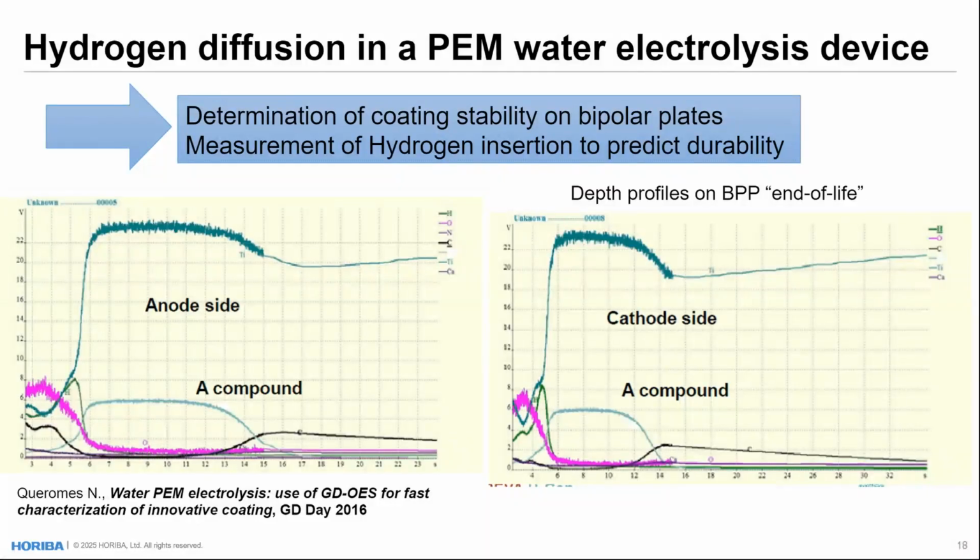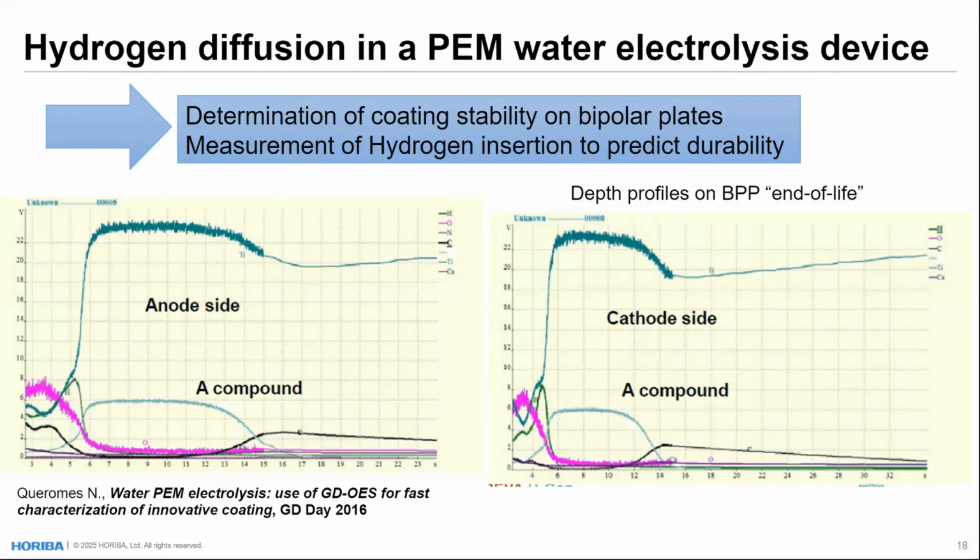Now, because GD Profiler 2 is one of a few techniques which can detect hydrogen, we are able to use this technique in the fuel cell industry. As you can see here, these are two different profiles for the PEM of a fuel cell, and we monitor the diffusion of hydrogen in the PEM.